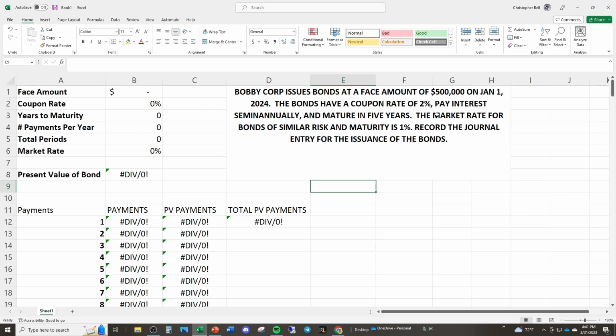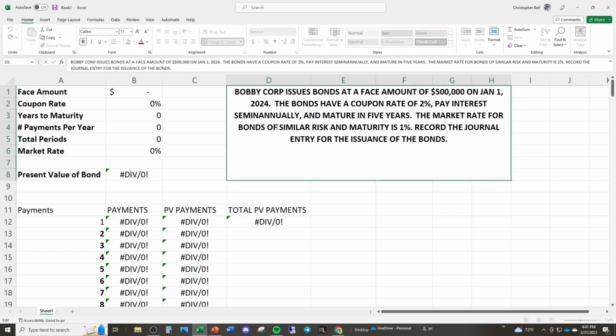The bonds have a coupon rate of 2%. That means that they pay 2% of $500,000 every single year. That is the interest payment that you're going to receive. Now, the interest is paid semi-annually. That means twice a year. It's paid twice a year.